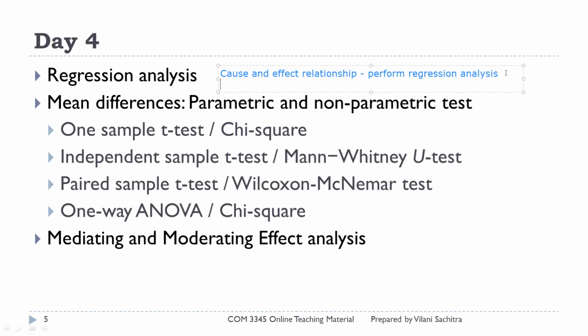Right? So then today, next, we are going to guide you on how to do the mean differences analysis using one sample t-test, independent sample t-test, paired sample t-test, and one-way ANOVA. Here, my special focus is on parametric tests because we normally assume that your data is normally distributed. So we are using parametric tests, but I will show you how to do the non-parametric tests also.